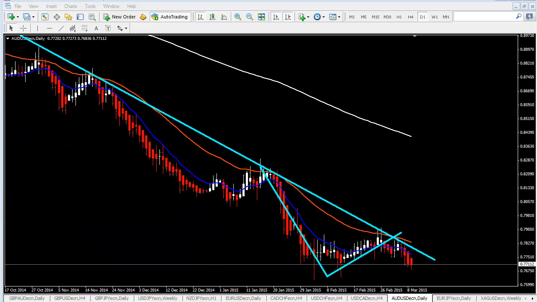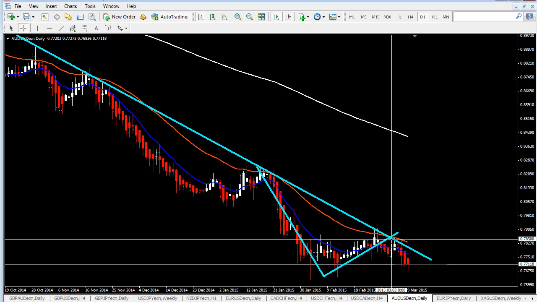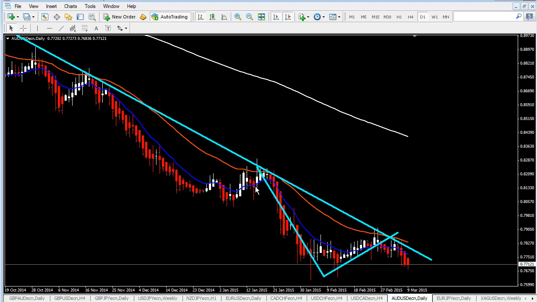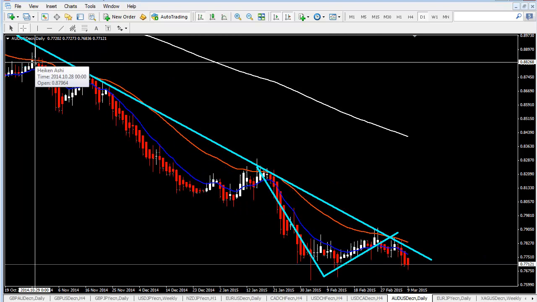Another pair, the Australian dollar, US dollar, still bouncing on resistance. Great stuff. It retraced, retested, but still moving lower. So I know many members are short since the previous bounce, even since up here.